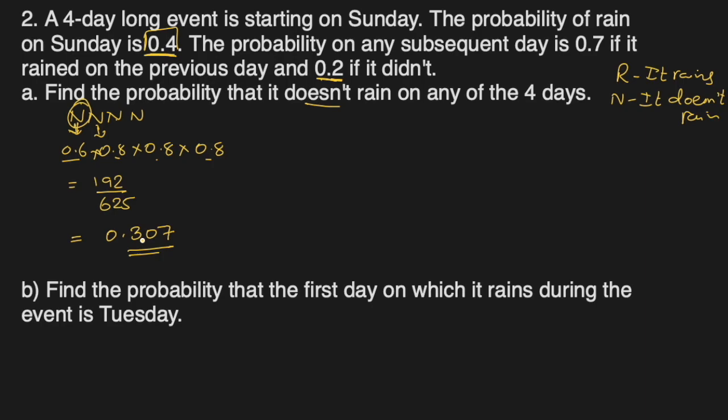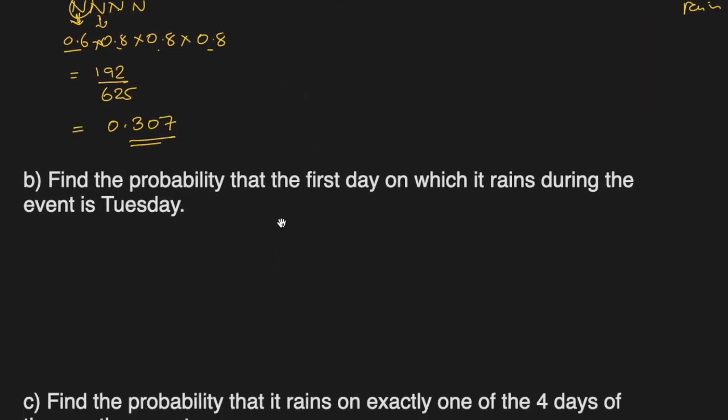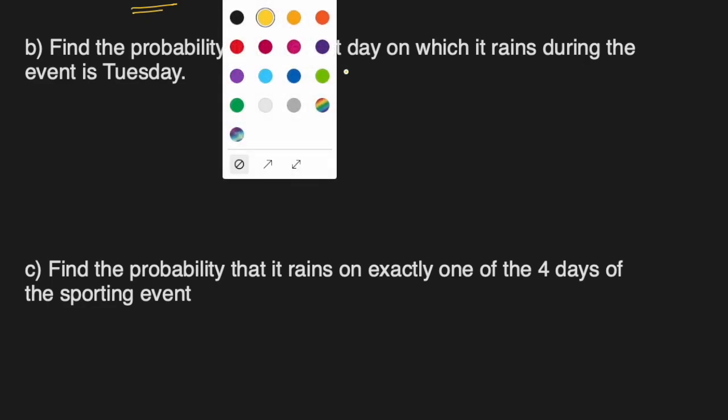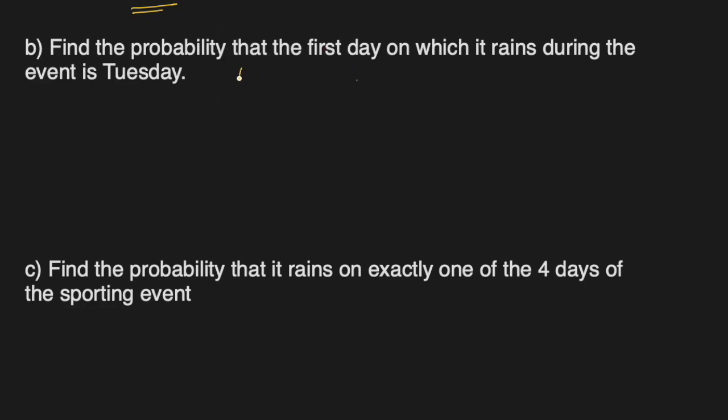What about B part? Find the probability that the first day on which it rains during the event is Tuesday. So it means that Sunday it did not rain, Monday it did not rain, Tuesday it rained, right? We are not concerned about what happened on Wednesday, right? Because what they're saying is that the first day it is raining is on Tuesday, because it becomes a geometric probability.